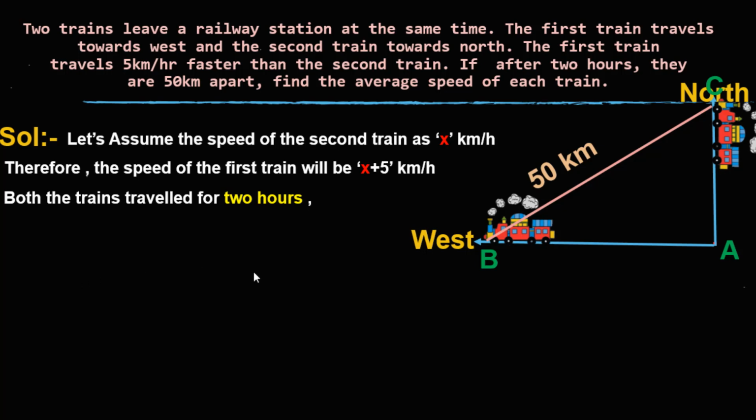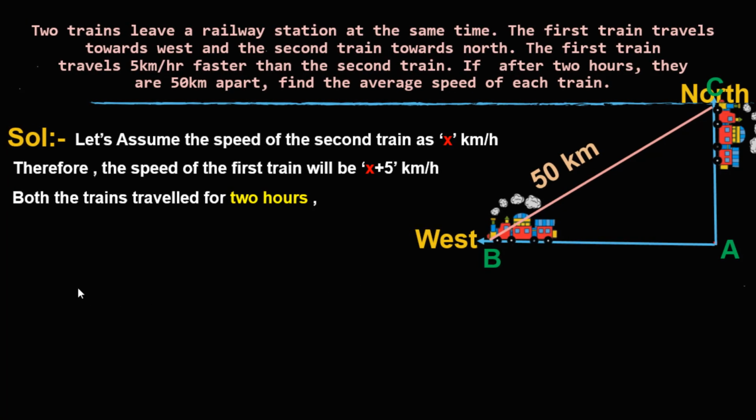So let us calculate the distances that are covered by these two trains. The distance covered by the first train in 2 hours. What is the distance formula? We know that when we have speed and time, the distance formula is speed into time. So by multiplying speed with time, we get the distance that is covered by the trains. So what is the formula for distance? Distance equals speed into time.